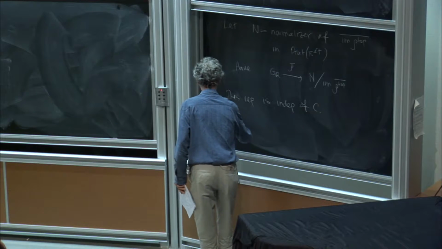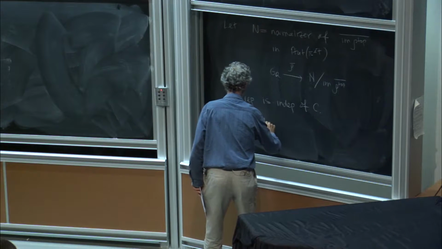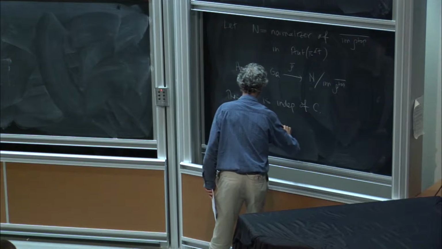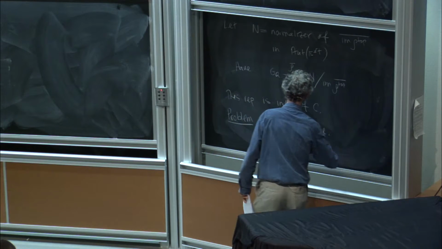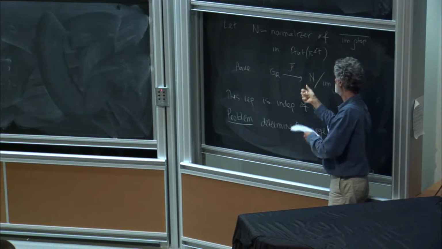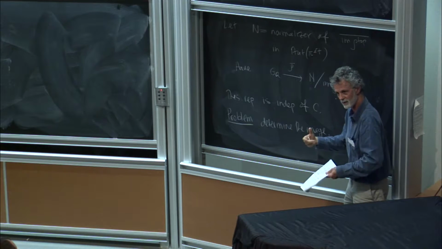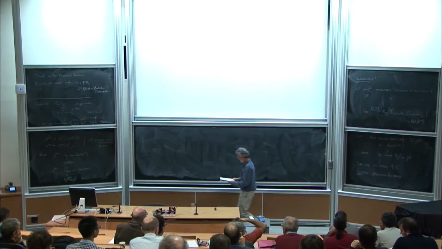Okay, so the problem is to determine the image. And I don't mean just the image up to isomorphism, I mean basically how it acts modulo geometric automorphisms as well.